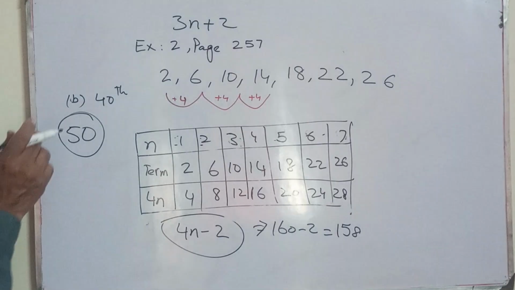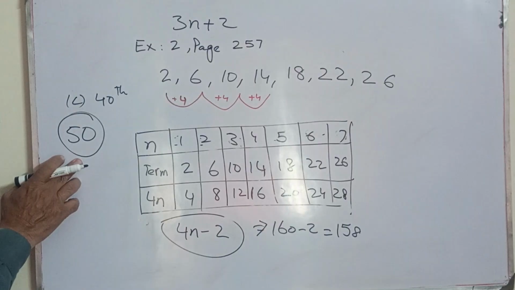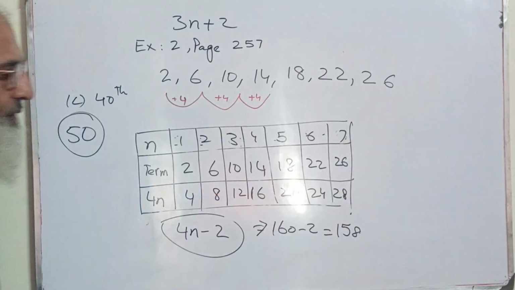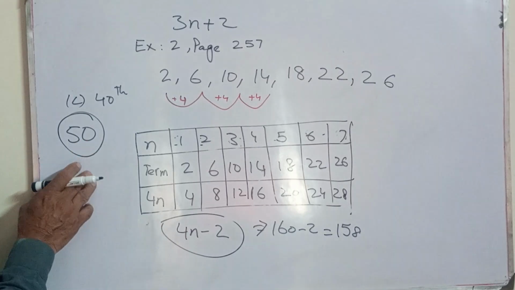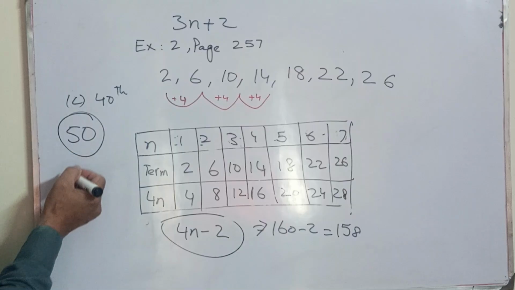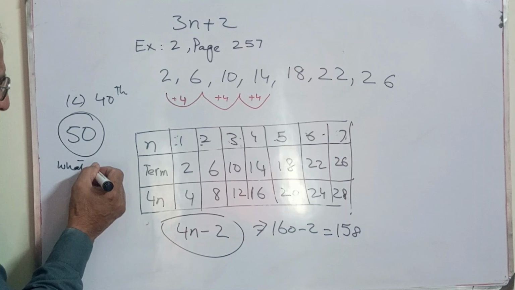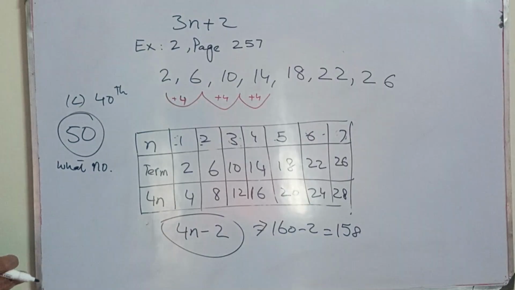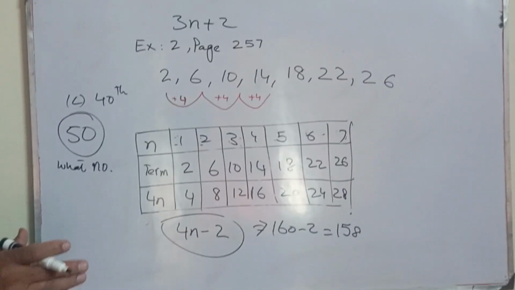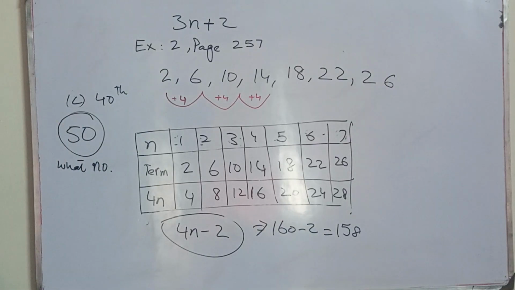Now there are two questions in part C. Number one: how do you know that 50 is in this sequence? And number two: if 50 is in this sequence, then at what number, what is the number of the term? Okay, so we have to find it.